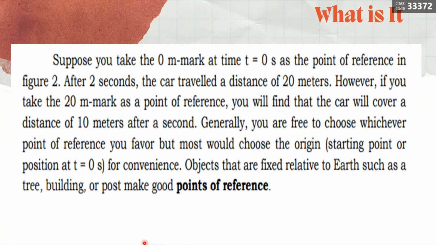Okay, suppose you take the 0 meter mark at time t equals 0 as the point of reference in figure 2. After 2 seconds, the car traveled a distance of 20 meters. However, if you take the 20 meter mark as a point of reference, you will find that the car will cover a distance of 10 meters after a second. Generally, you are free to choose whichever point of reference you favor, but most would choose the origin, or the starting point of the position at time equals 0 second, for convenience. Objects that are fixed relative to Earth, such as a tree, building, or post, make good points of reference.